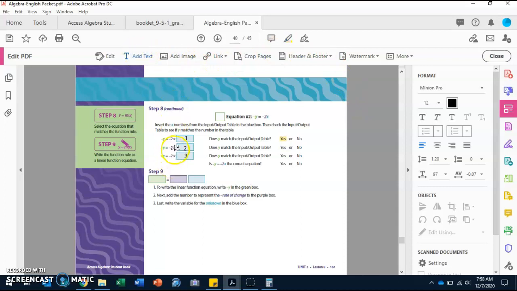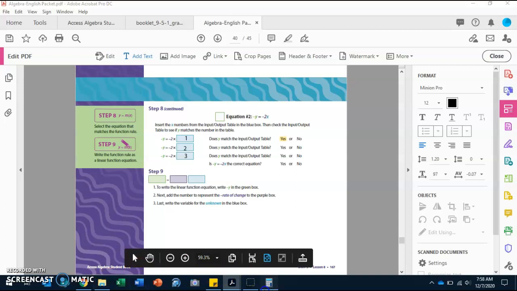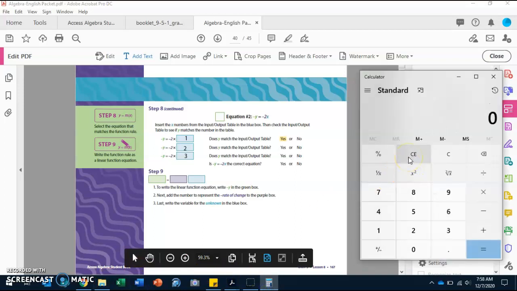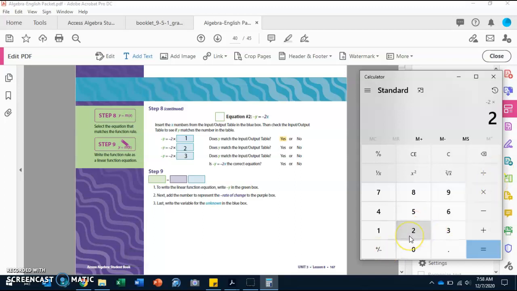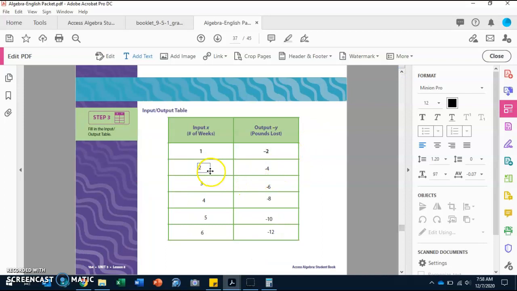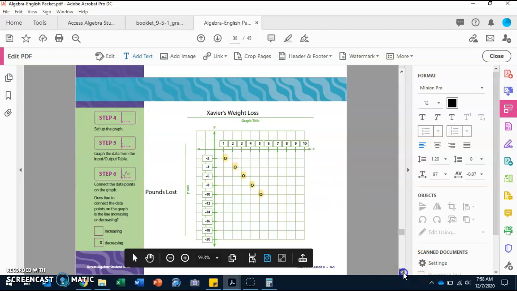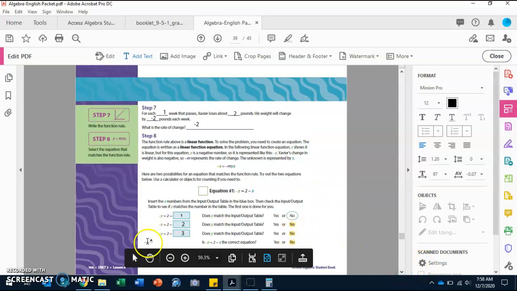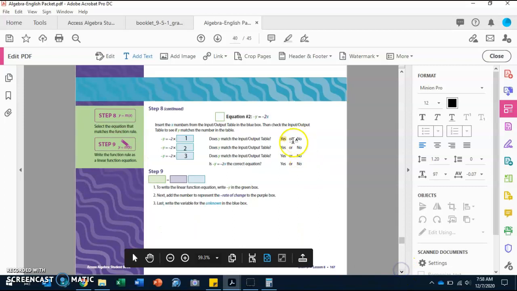Now for the next one, negative 2 times 2. So let's do it again. We're going to put negative 2 times 2 equals negative 4. Is that the same as this? Yes, it gave us the same number. So then we are going to put yes, because it is the same number. Here we're going to highlight yes.